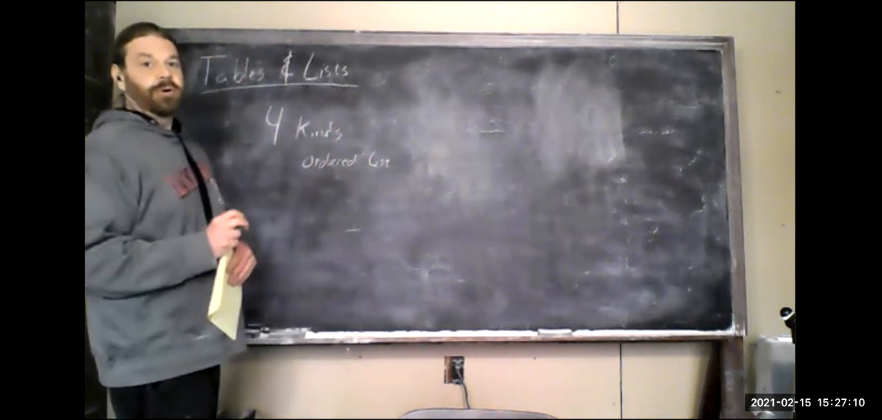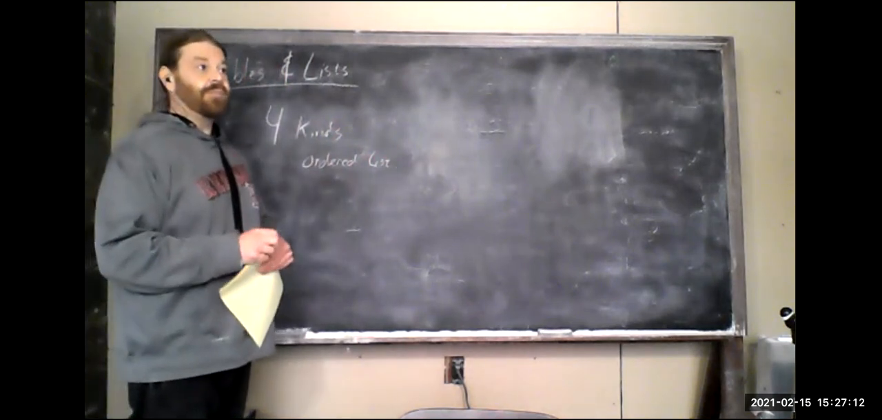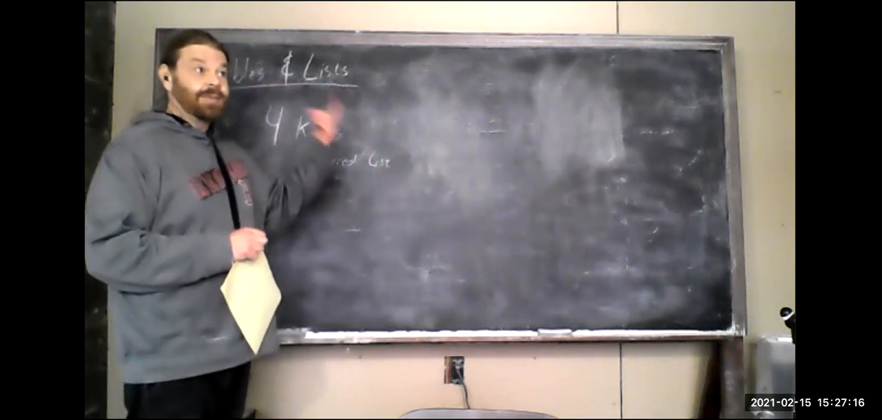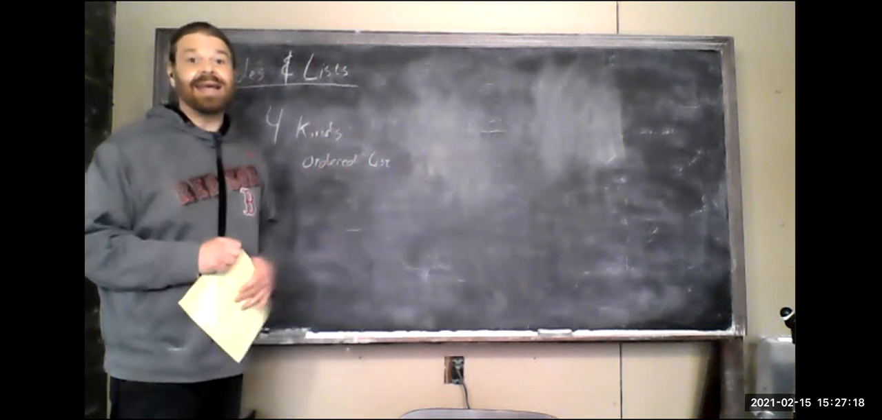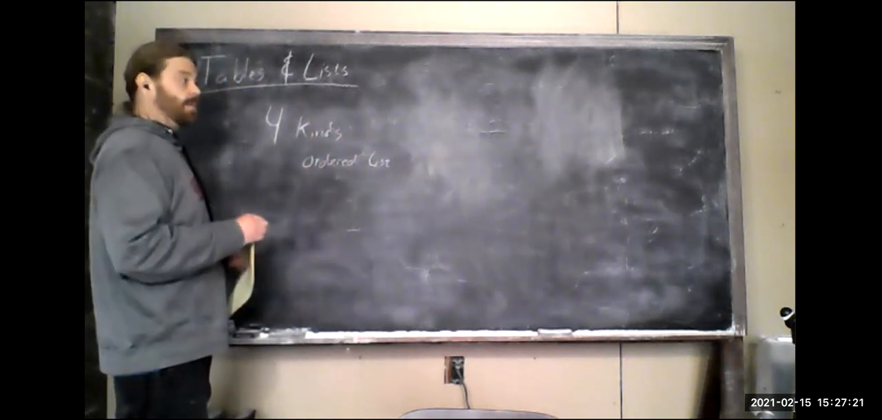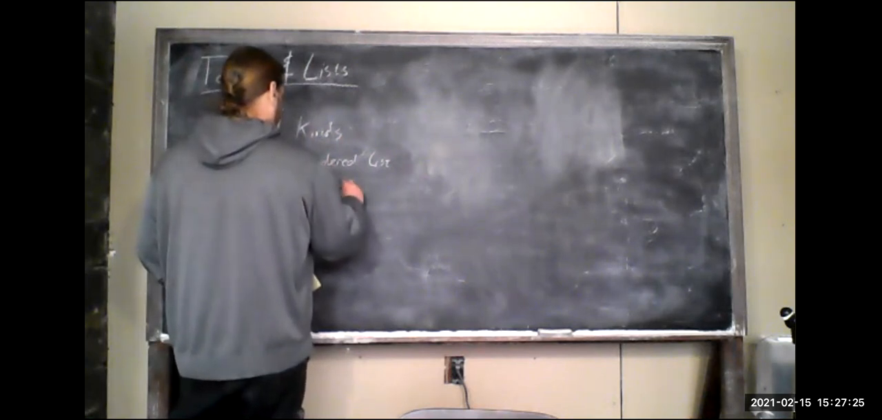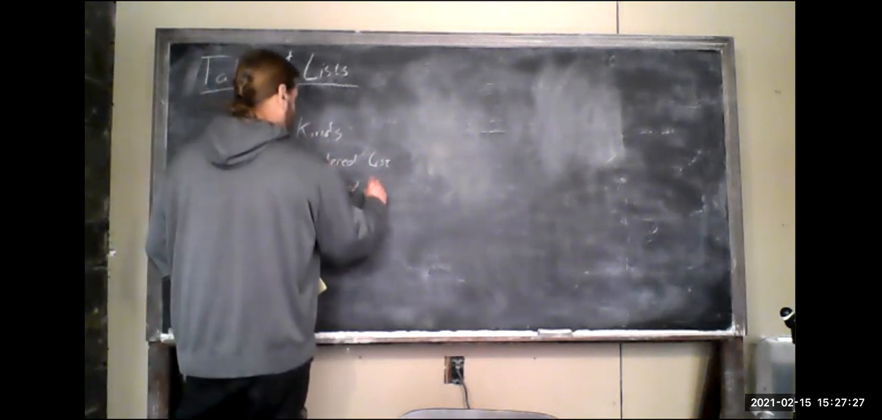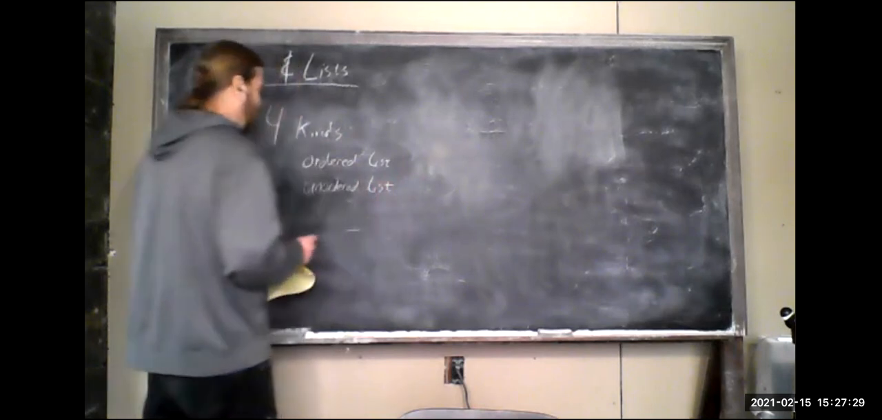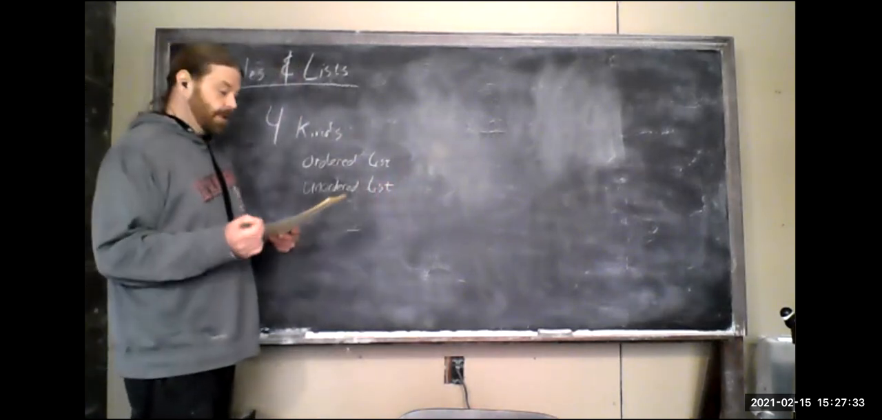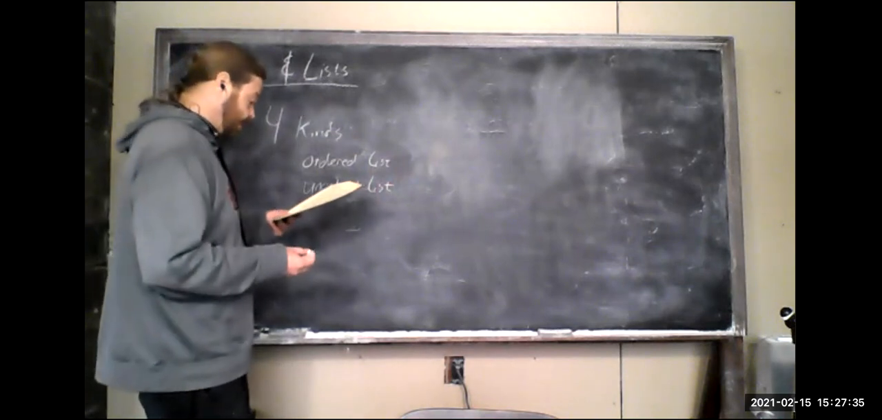Which is the numbered or lettered ones. So like 1, 2, 3, 4 items in a list, or A, B, C, D, something that applies order to it. Or an unordered list, which is just a bulleted list. We can change the different bullets or put a picture in there.